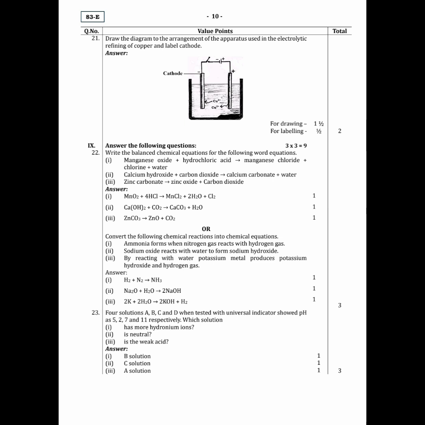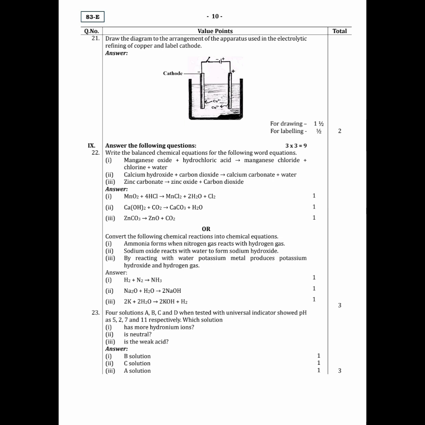Next, 21. Draw the diagram of the arrangement of the apparatus used in the electrolytic refining of copper and label the cathode. Here in this paper you can see, for drawing the diagram you will get 1.5 marks, and for labeling what they have asked you will get half marks.